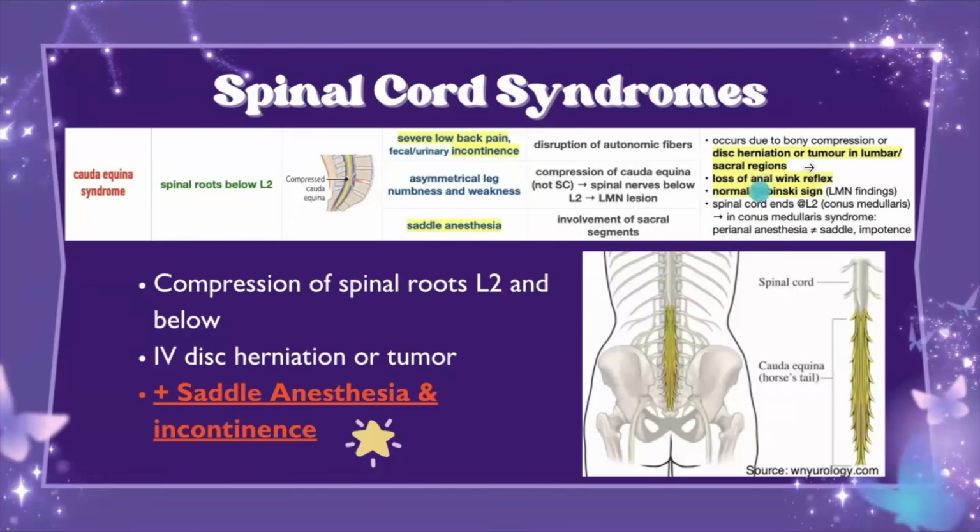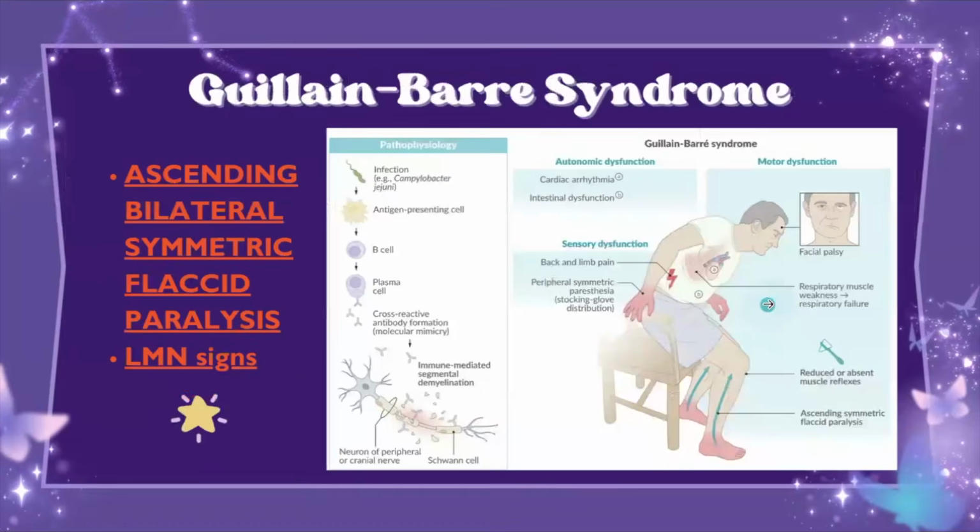This could happen due to a tumor or due to intervertebral disc herniation. There would be a loss of anal wink reflex. Memorize it because they like to mention it in questions. If you hear loss of anal wink reflex, you want to instantly think cauda equina syndrome. Saddle anesthesia, so you would have anesthesia in the lumbar and the sacral regions. I think that's about it.